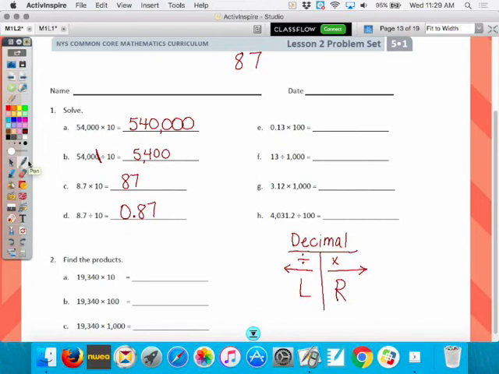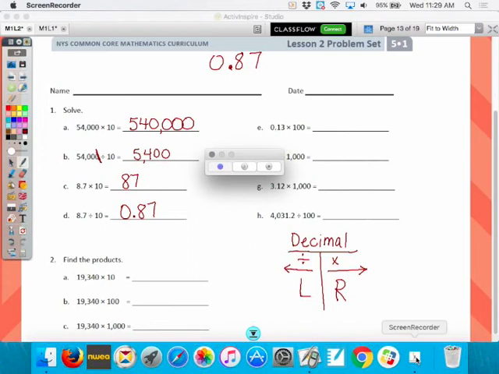Did it work? Yep. Okay, so decimal trick says when I divide, move the decimal to the left. So move the decimal to the left, one place value. Do I end up with 87 hundredths? Yes. But I need the 0. Okay, so I'm going to pause it for just a minute.